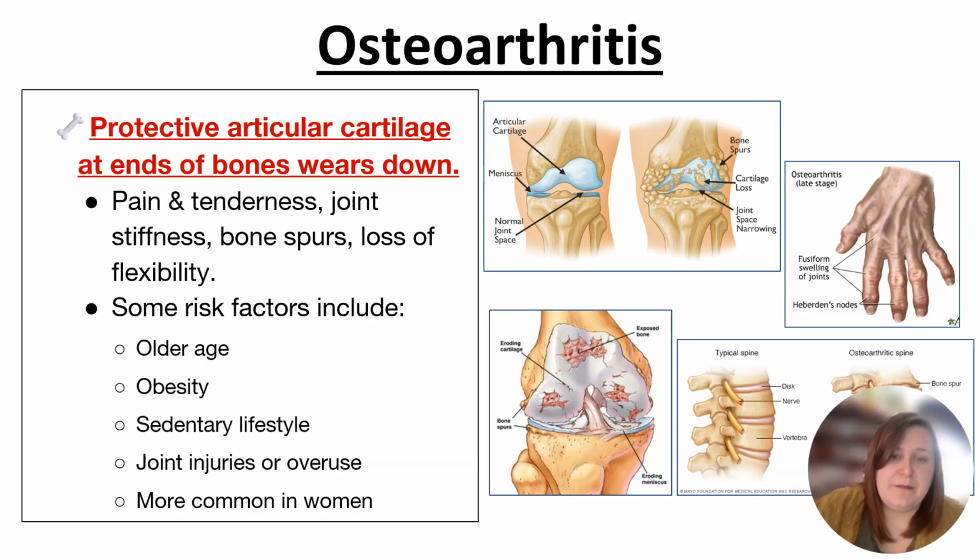So let's talk a little bit about osteoarthritis. This is where the protective articular cartilage at the ends of bones wears down. It's going to cause pain and tenderness, joint stiffness, bone spurs, and a loss of flexibility. Some risk factors for this are primarily older age, old joint issues or overuse of joint issues, and this is going to be way more common in women.